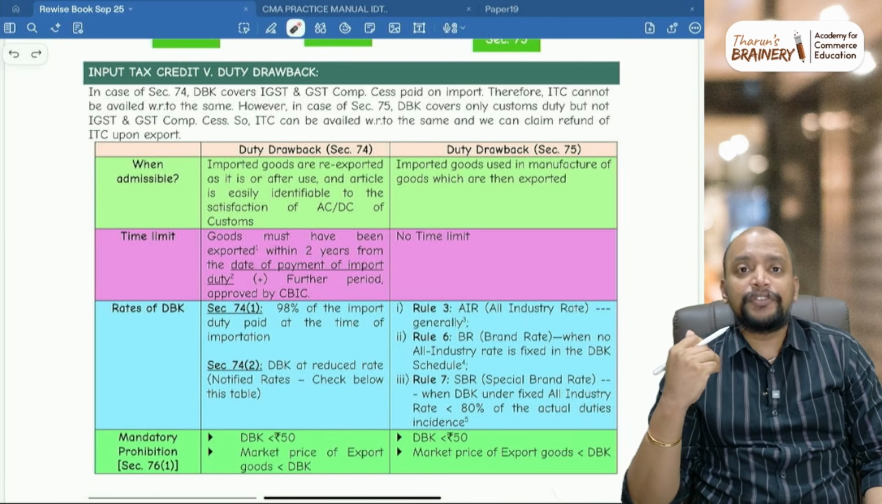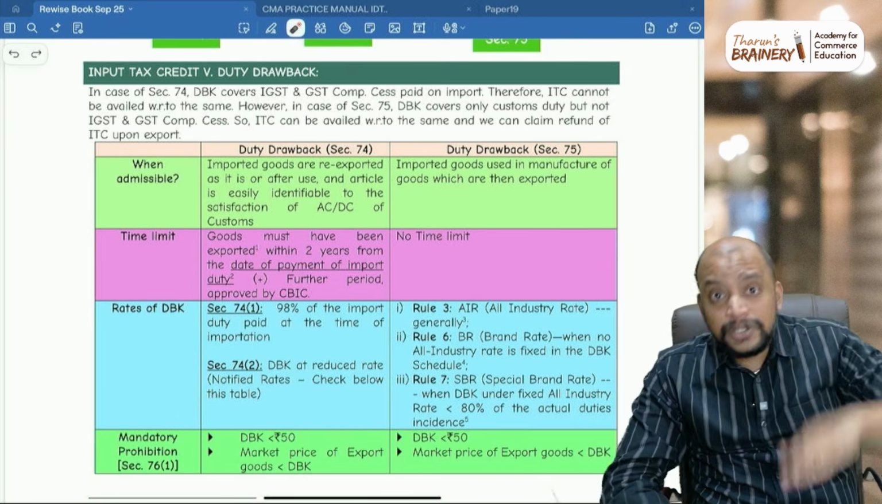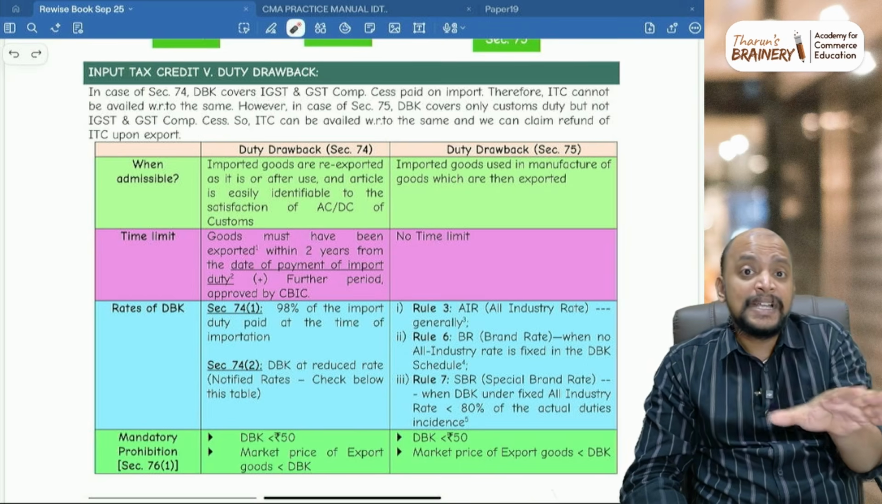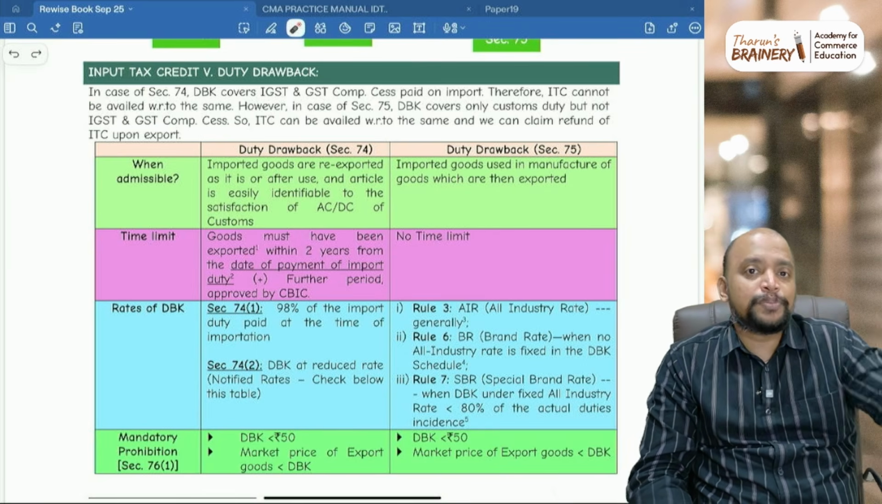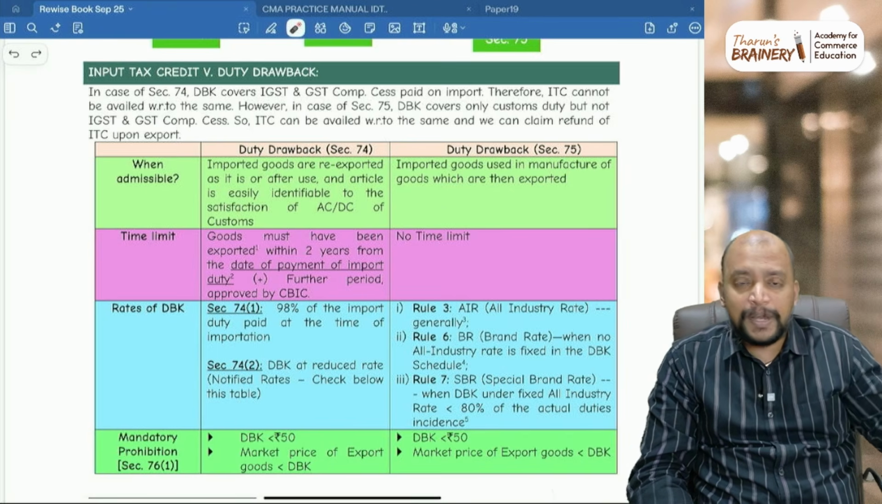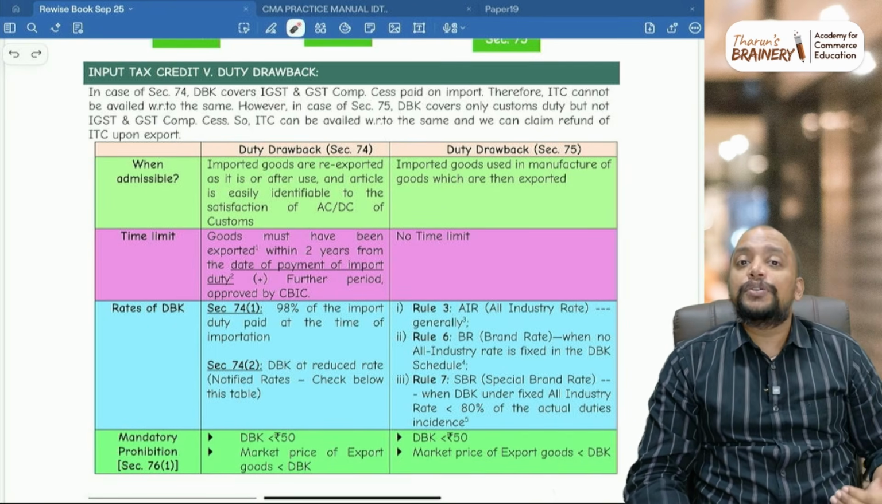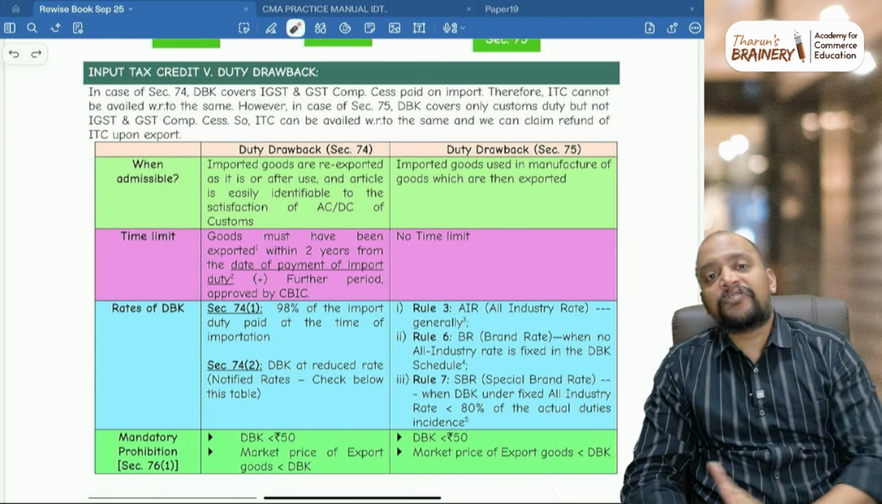And what is the rate of duty drawback? Here the duty drawback is not based on the customs duty paid on import. It's not a percentage of customs duty paid on import. In case of 74, the duty drawback is 98% of customs duty paid on import or 95% of customs duty paid on import, like that. But in case of 75, the duty drawback is not like that. The duty drawback will be based on rates notified.